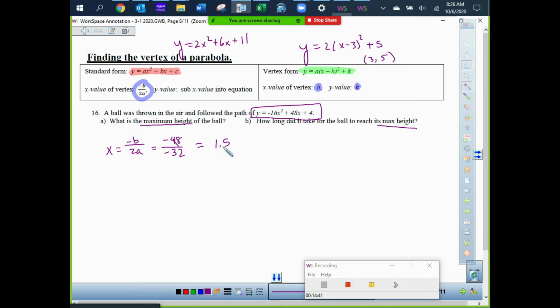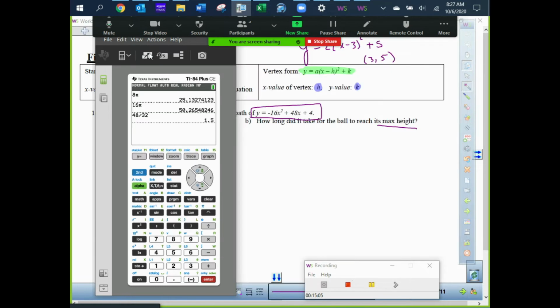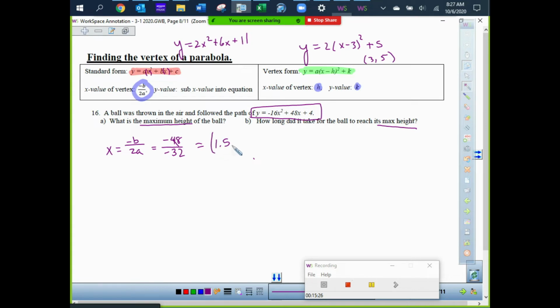How do you go finding the y value now? We will substitute 1.5 in for x. To find the y value, we just got to put it in parentheses. So let me minimize this so I can see what I'm supposed to be typing. Negative 16 times 1.5 squared plus 48 times 1.5 plus 4. Boom. 40. That's what I got. So I'm going to write it as an ordered pair.